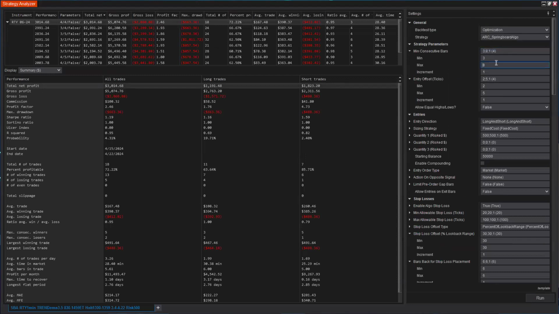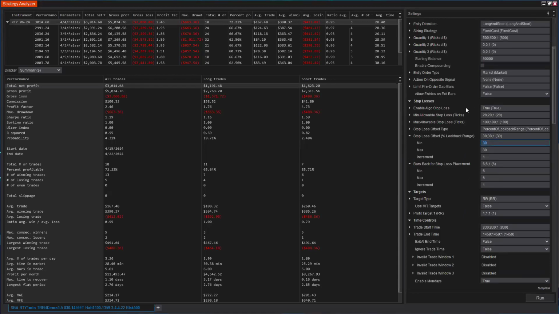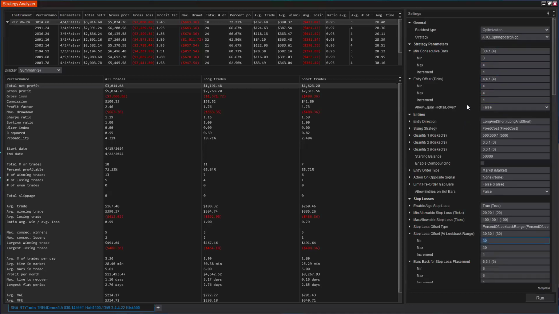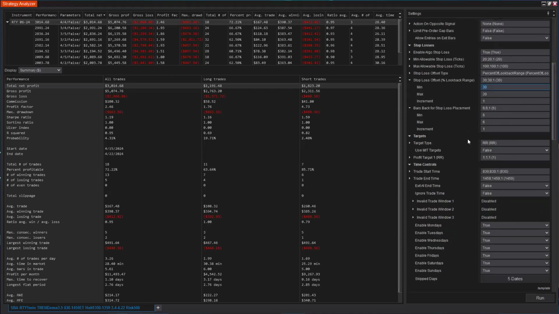So 4 was better. So we can go to 4. And then entry offset 4 was the best. So we'll go with 4 right there. And now we're going to set the stop loss. So we're going to go to the stop. I like to do these in baskets. I do the entry parameters first, then I do stops and targets. But ultimately, you want to kind of look at the stops and targets before you get to this point, honestly.